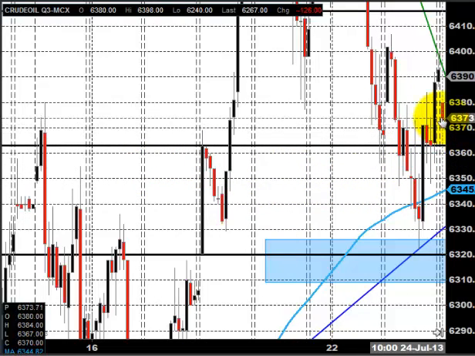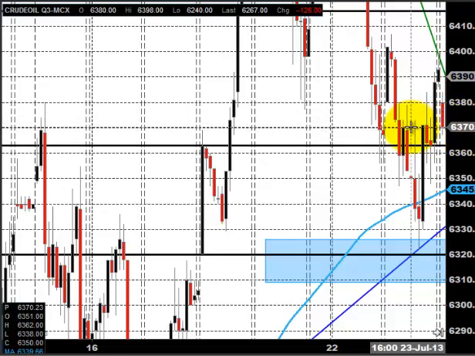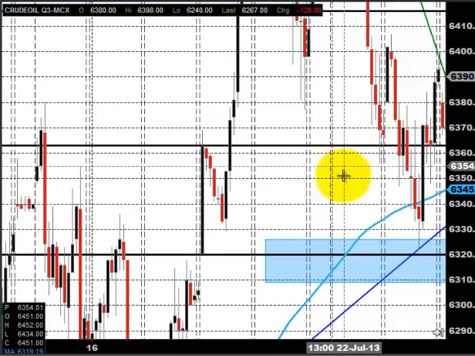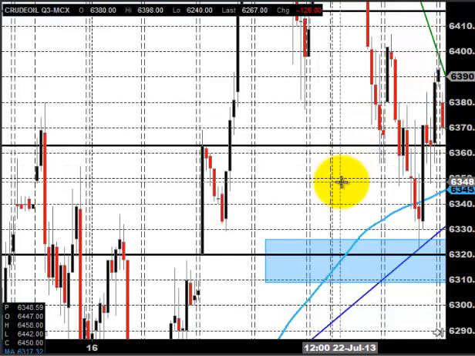Now you can see this red candlestick that indicates yesterday's price opening, which shows that the market opened somewhere around 6,380, just below the previous day's price closing. And what we expected yesterday was that crude has the potential to maintain its uptrend.